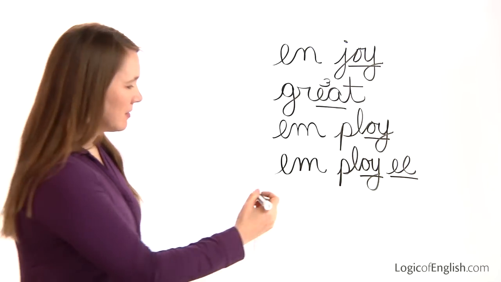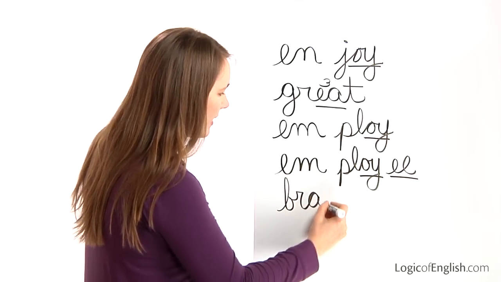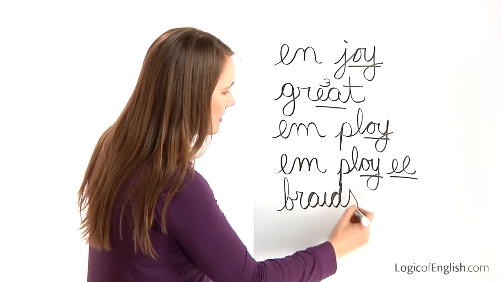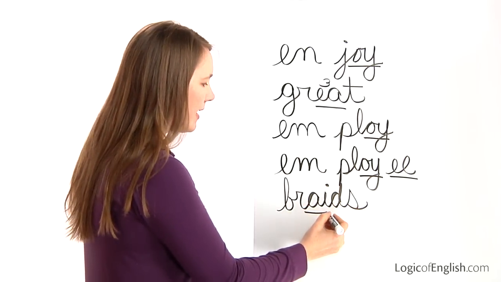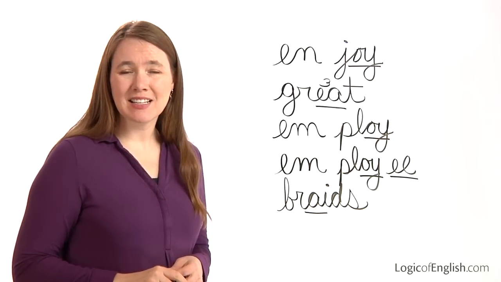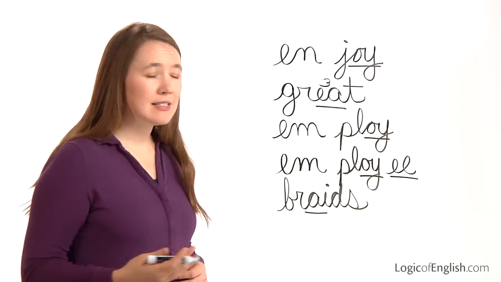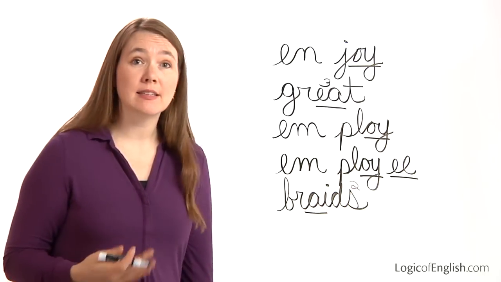And now help me to write it. B-R-A-D-Z. And how will we mark braids? We'll underline the A. And what sound of Z do you hear in braids? You hear the voiced sound Z, which is the second sound, so we'll put a 2 over it to remind us it's saying its second sound, Z.